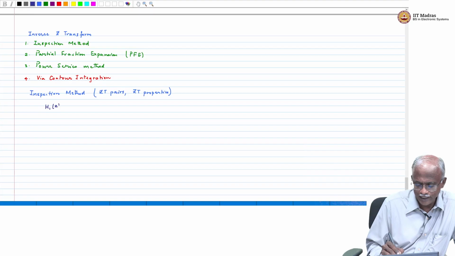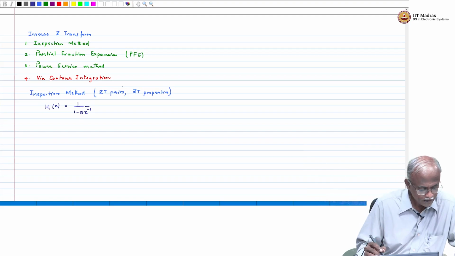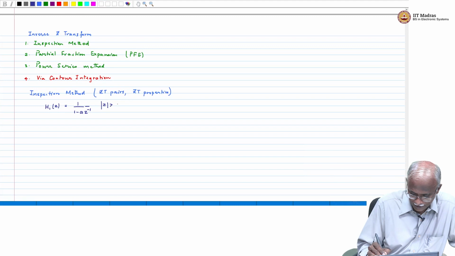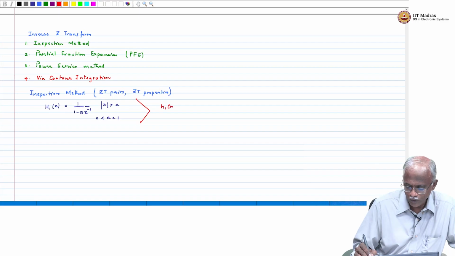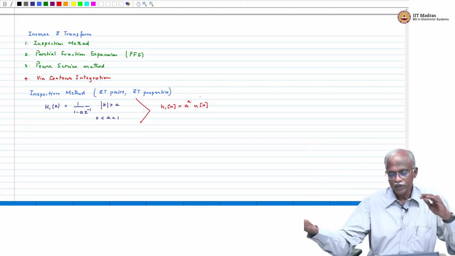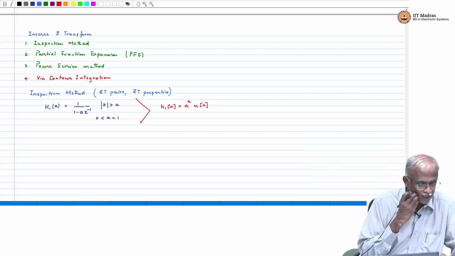So, for example, a more or less trivial example: 1 over 1 minus a Z inverse, with mod Z greater than a, where a is greater than 0 and less than 1. Supposing this is given to us, the inverse Z transform is very easy to write down. h1 of n is equal to a power n u of n. Why? Because we know the Z transform pair a power n u of n has this Z transform, so we are quite familiar with this.